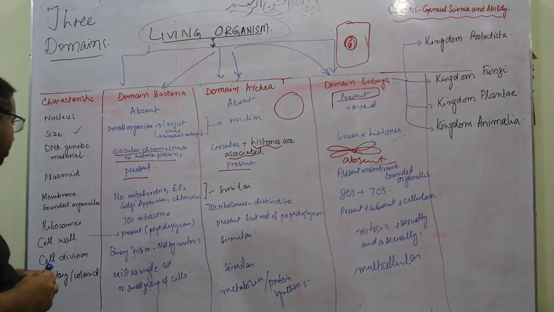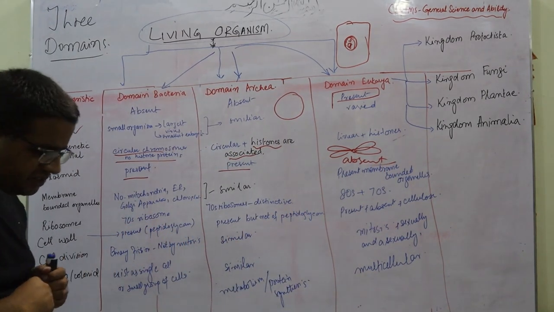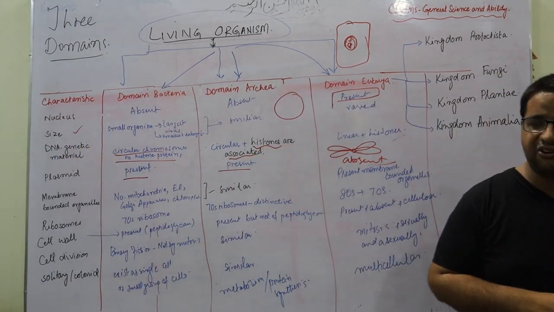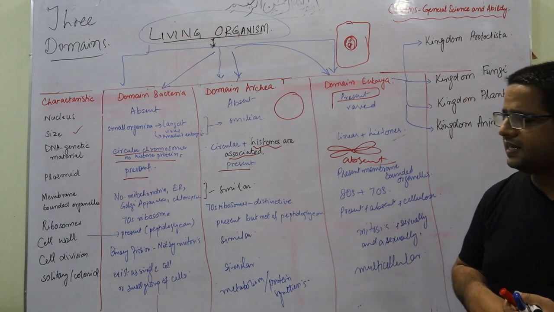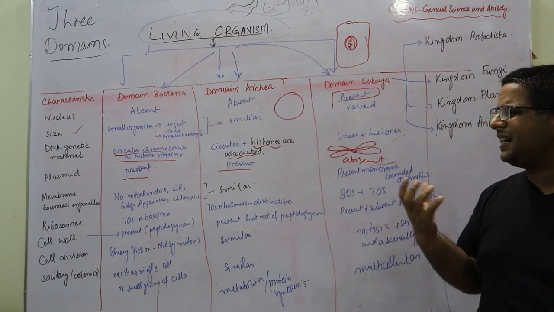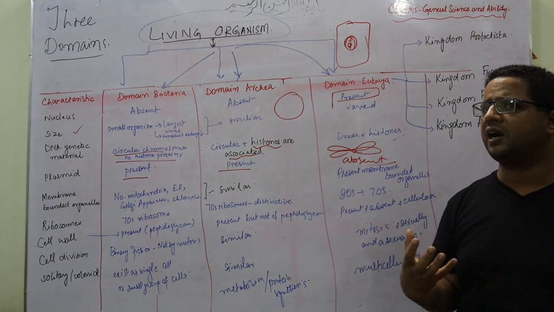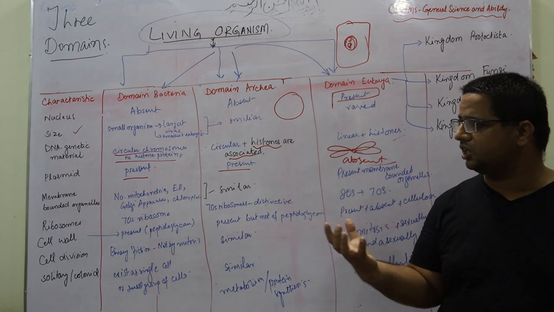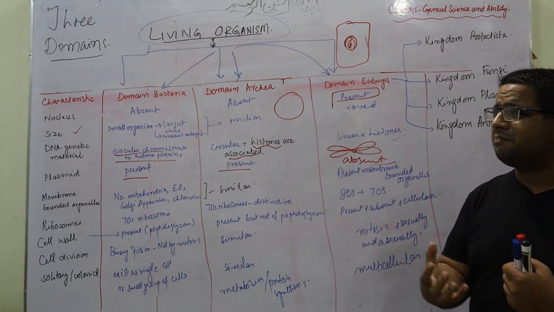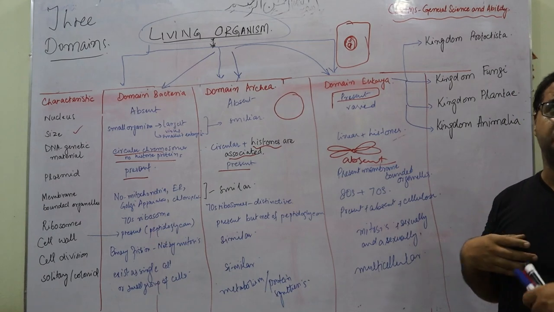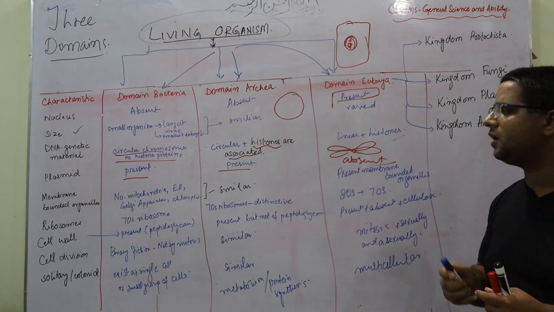Next is membrane bound organelles. We have studied in cell biology that the cell is the basic unit of life. So the basis of life is the cell. There is a difference between prokaryote and eukaryote. A cell contains a variety of compartments that perform functions. So there are certain membrane bound organelles such as mitochondria, endoplasmic reticulum, Golgi apparatus and chloroplasts.